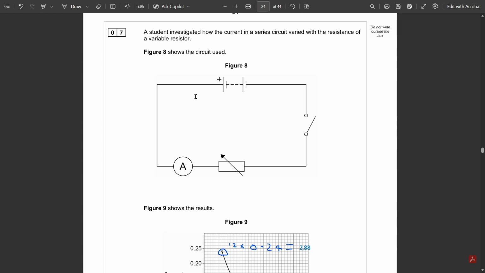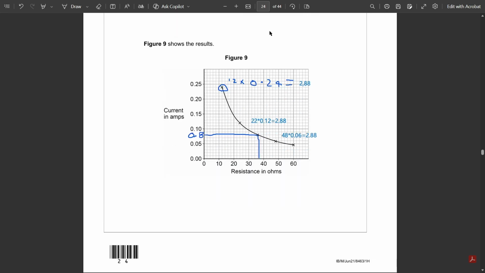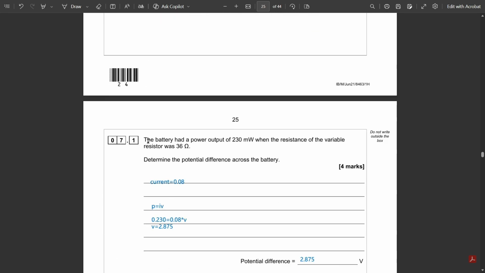Question 7. A student investigated how the current in a series circuit varied with the resistance of a variable resistor. Figure 8 shows the circuit used, and figure 9 shows the results, and I've just done that there. The battery had a power output of 230 milliwatts when the resistance of the variable resistor was 36 ohms, and we have to determine the potential difference across the battery.